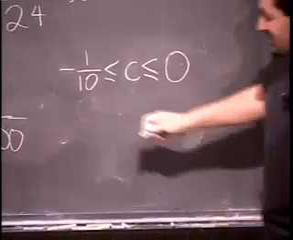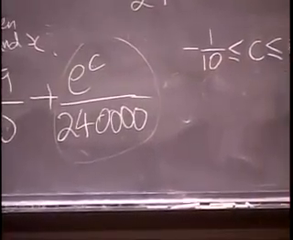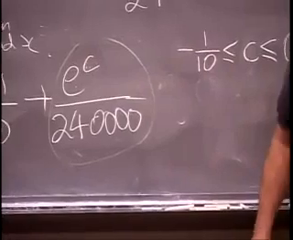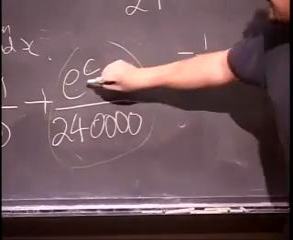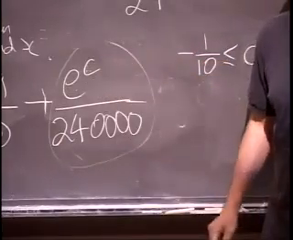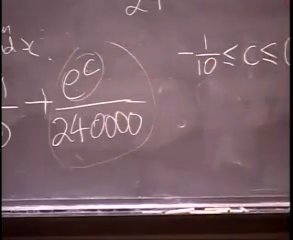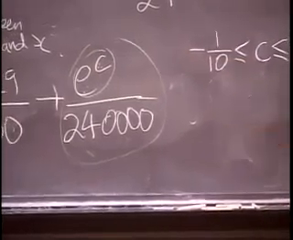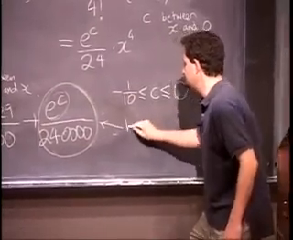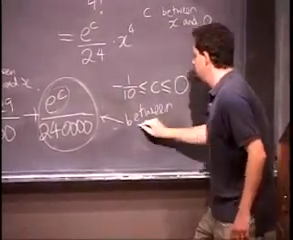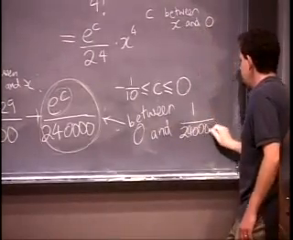So I've got some idea of what's going on with this because c can only be between minus a tenth and 0. In particular, how large could e to the c be? It could be no more than 1, because when c is less than 0, this is actually a little less than 1. Is it still taping? Okay, good. The biggest c can be is 0, so the biggest e to the c can be is 1, since e to the c is increasing. So actually, this error is between 0 and 1 over 240,000.